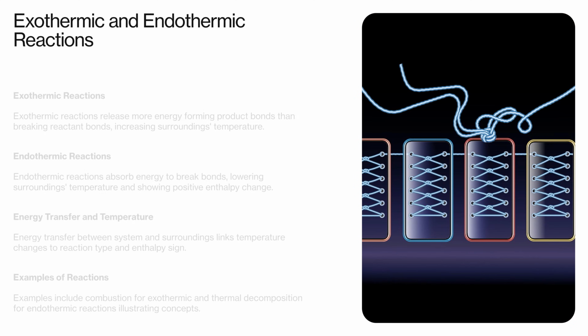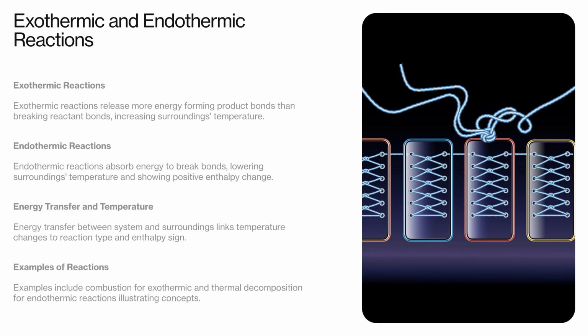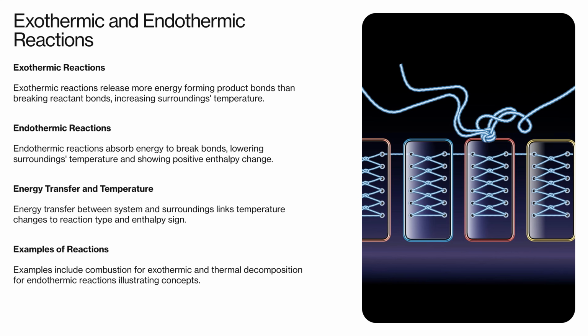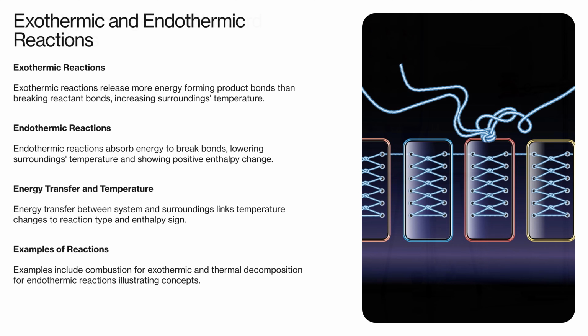Chemical reactions involve the breaking and forming of bonds, processes that are always associated with energy changes. In an exothermic reaction, more energy is released when new bonds form in the products than is required to break bonds in the reactants. As a result, energy is transferred from the system to the surroundings, causing the temperature of the surroundings to increase and giving a negative enthalpy change, ΔH.